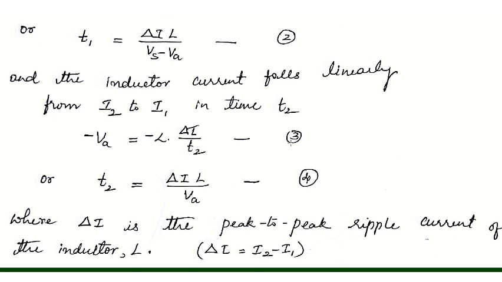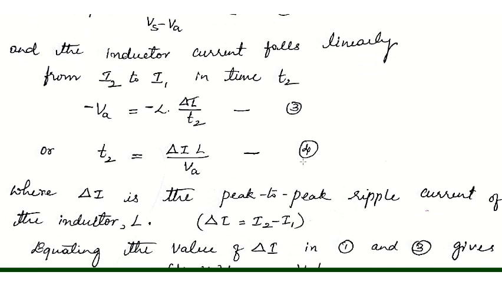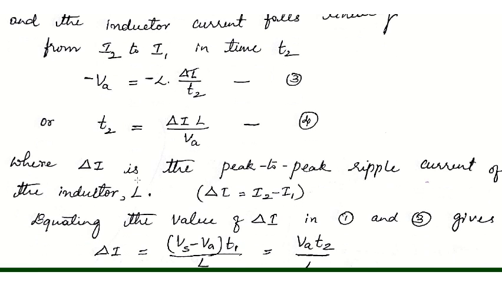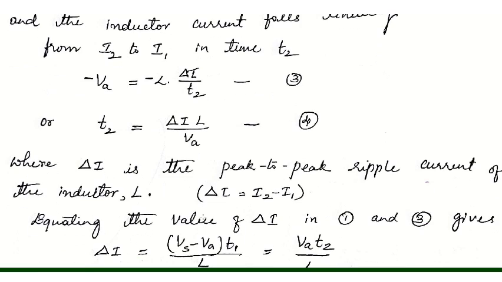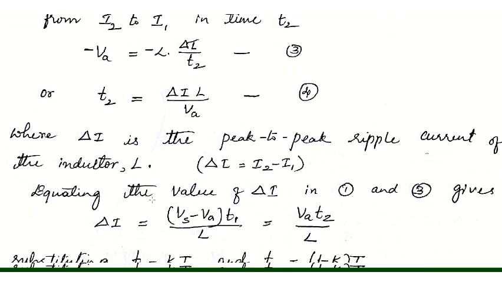So call it as equation 3. Rewriting it in terms of T2, from this equation, T2 can be written as delta I into L divided by Va. Call it as equation number 4. Where this delta I is nothing but I2 minus I1 in both the top two equations. Delta I is equal to I2 minus I1, which is nothing but the peak to peak ripple current of the inductor, right?